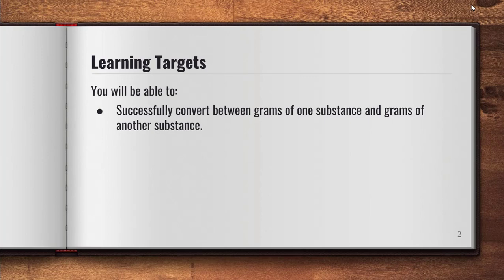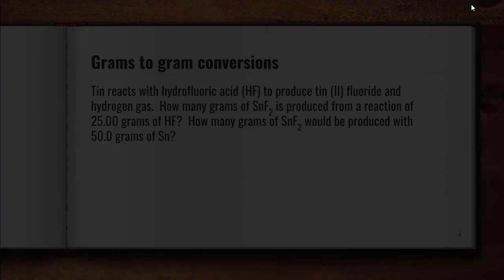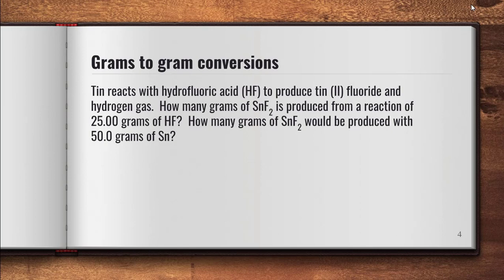So our goals for today, what are our learning targets? Well, you should be able to successfully convert between grams of one substance and grams of another. So we're going to continue our work using mole ratios and molar masses. So instead of going mole to mole or mole to gram, we're going to start with grams of one substance, and I'm going to want to know what grams of another substance is in the problem. And again, no vocabulary terms. There's no emoticon here this time. Sorry to disappoint you.